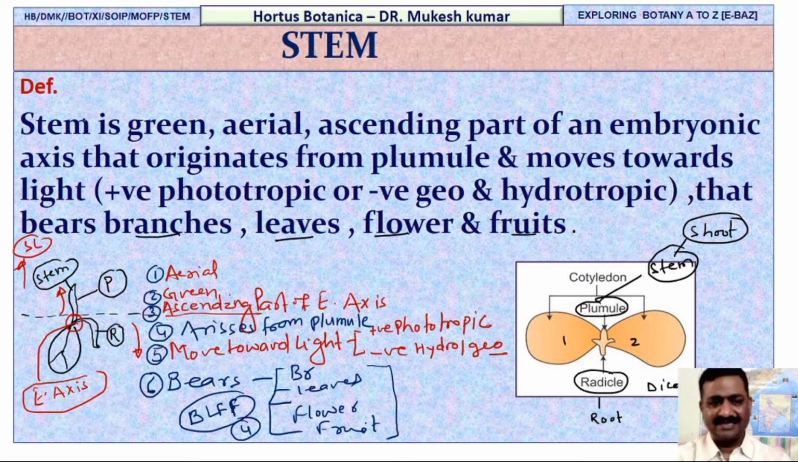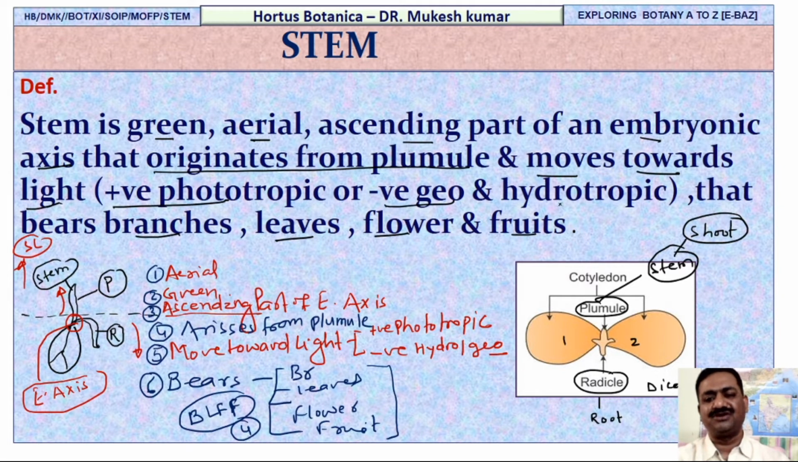So it is clear, the stem is the green, aerial, ascending part of the embryonic axis, originates from the plumule, moves towards light, that is positively phototropic, or negatively geotropic and hydrotropic. It bears branches, leaves, flowers and fruits, isn't it? So this is a very interesting stem. And there are six important characters involved in its definition as well as its characteristics.